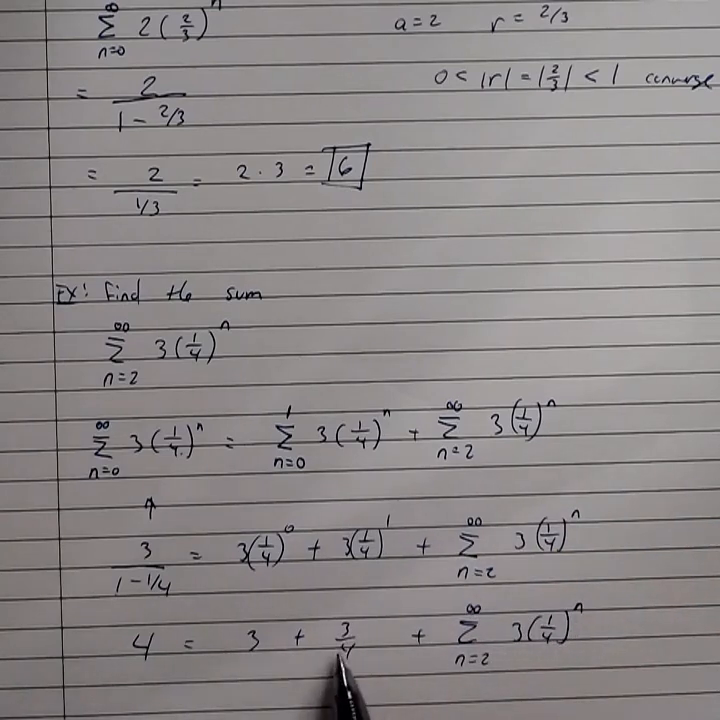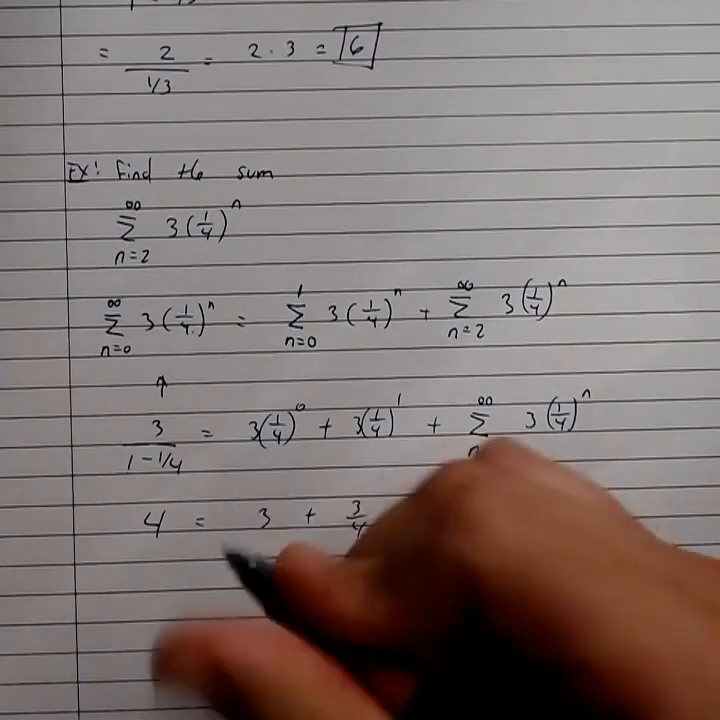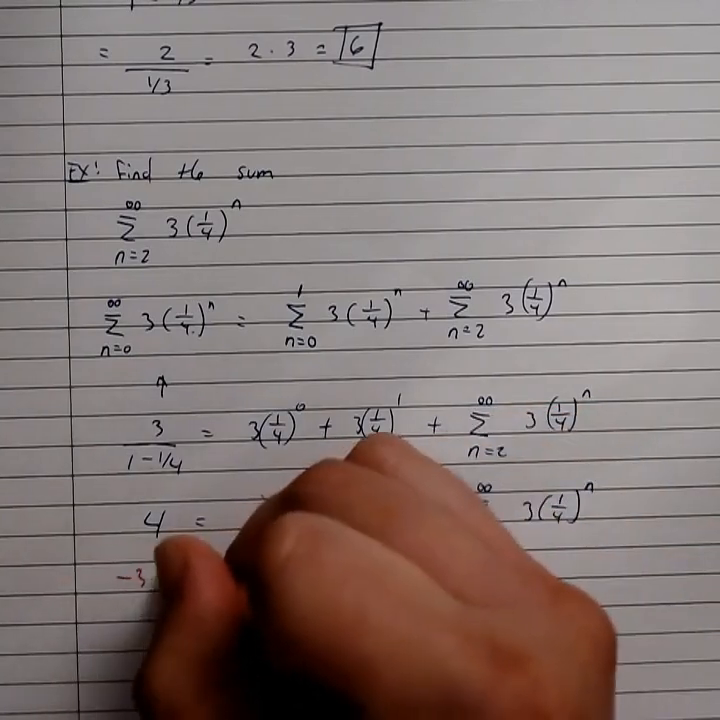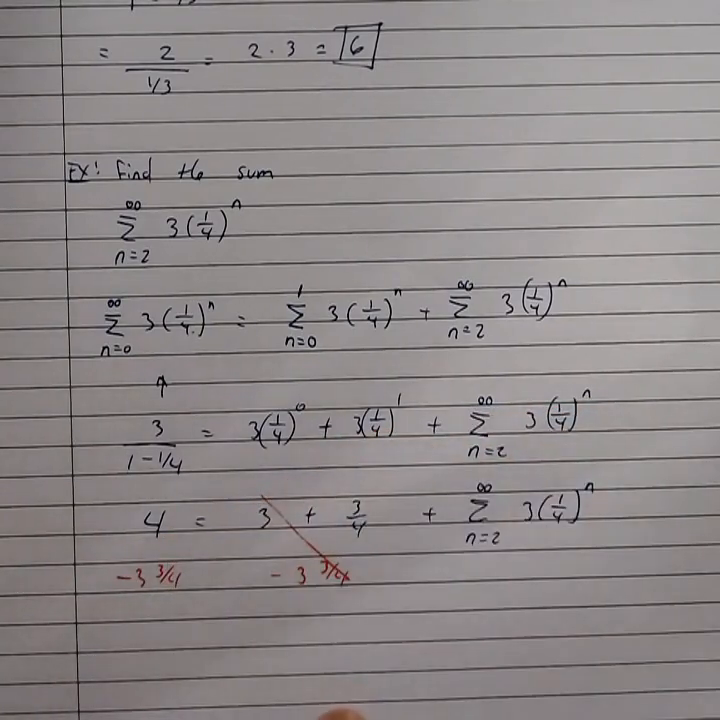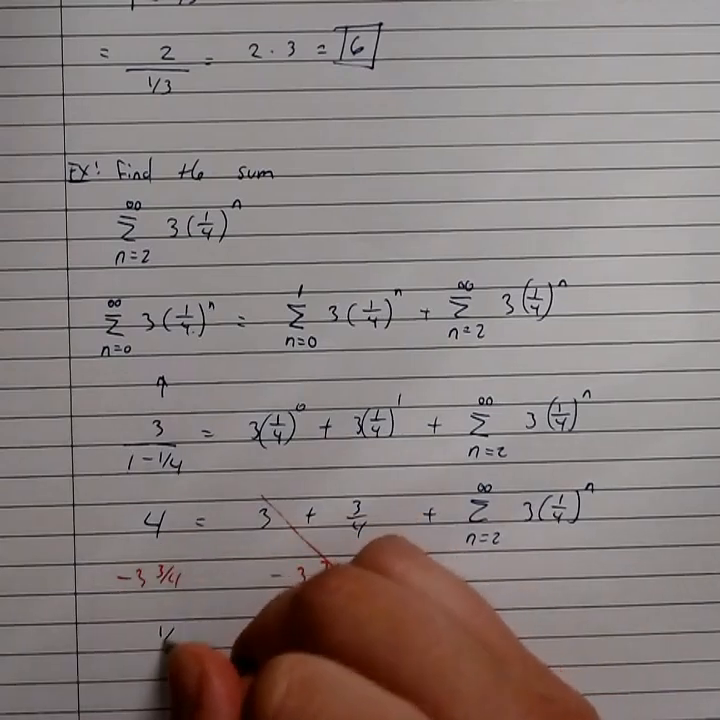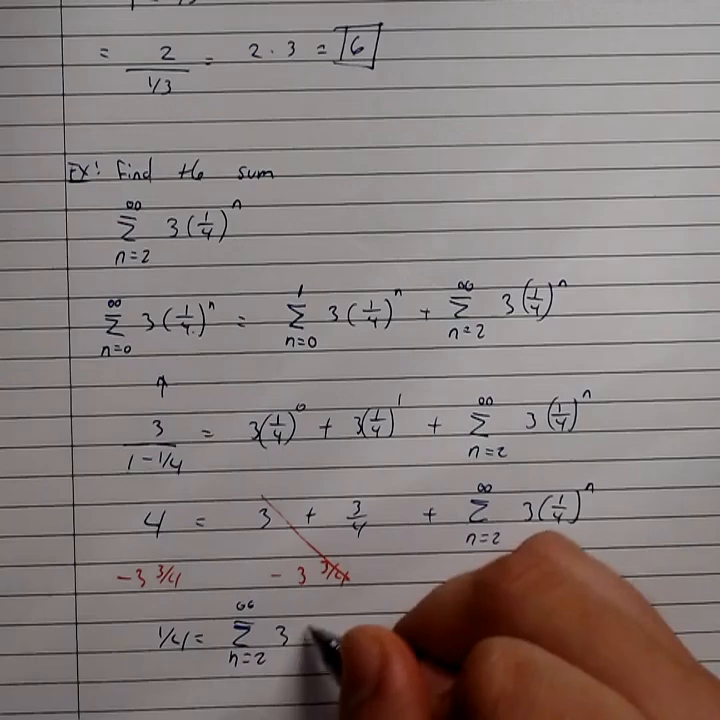And now these, I can subtract over to this side. So that's 3 3/4. Let me subtract 3 3/4 from both sides. That's gone. Minus 3 3/4. And so 4 minus 3 3/4, that is just 1/4. And so that has to be the sum as n goes from 2 to infinity of 3 times 1 over 4 to the n.